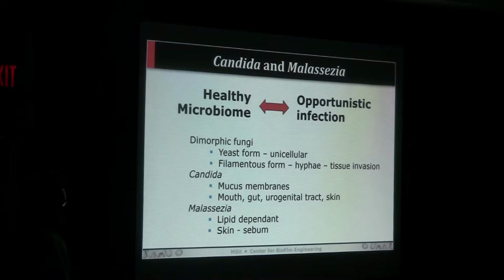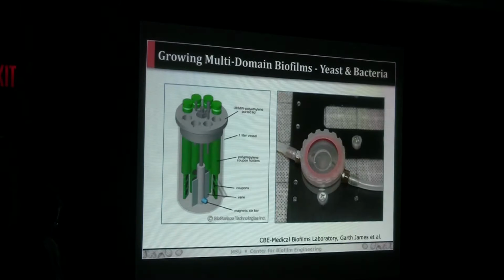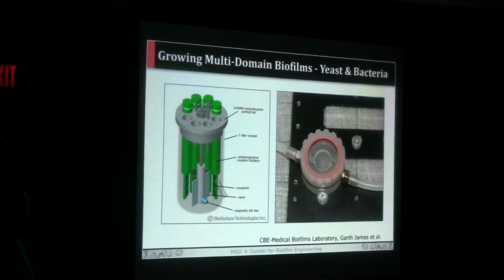Now, this is an example that Garth James provided me with. There are obviously yeasts that are associated with the body naturally, but that can become opportunistic pathogens. Garth's lab has done some work on Candida and Malassezia, and there are a number of reactors that we're using at the CBE to grow all sorts of biofilms. These were grown in CDC reactors as well as observed in these flow cells where we can insert coupons.